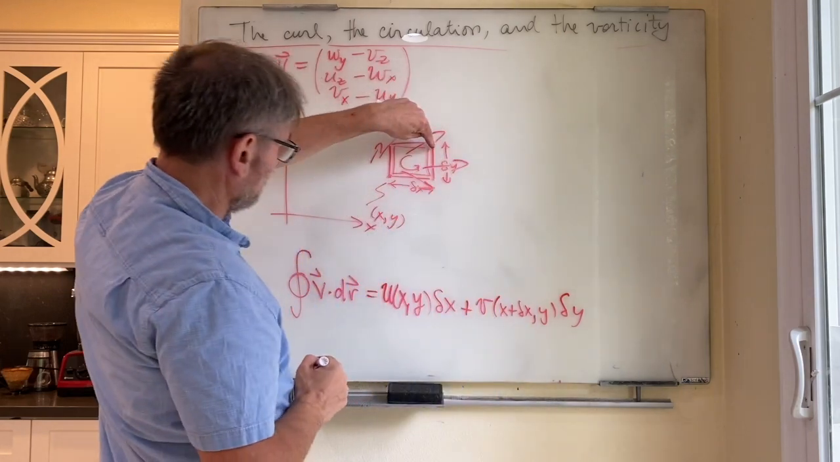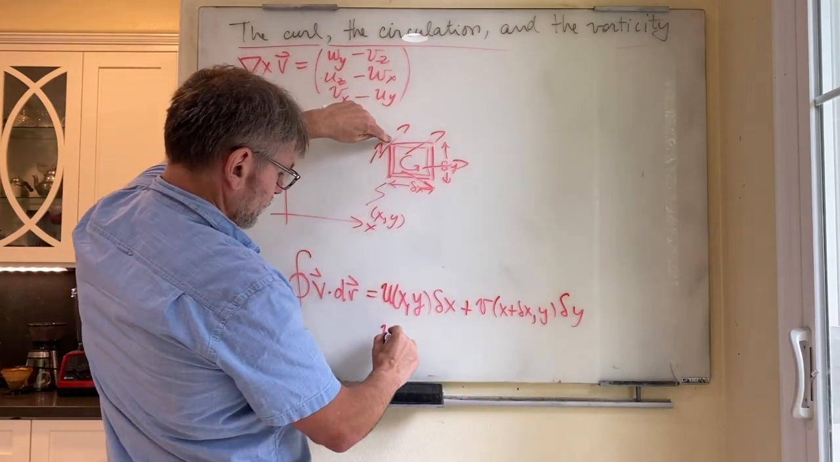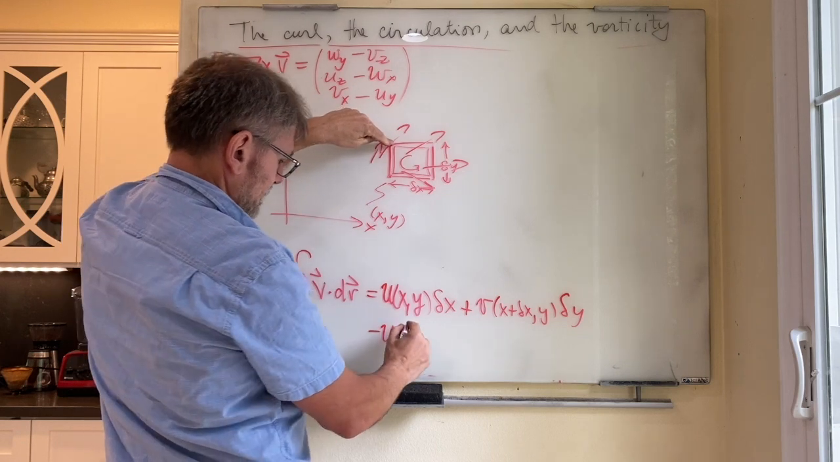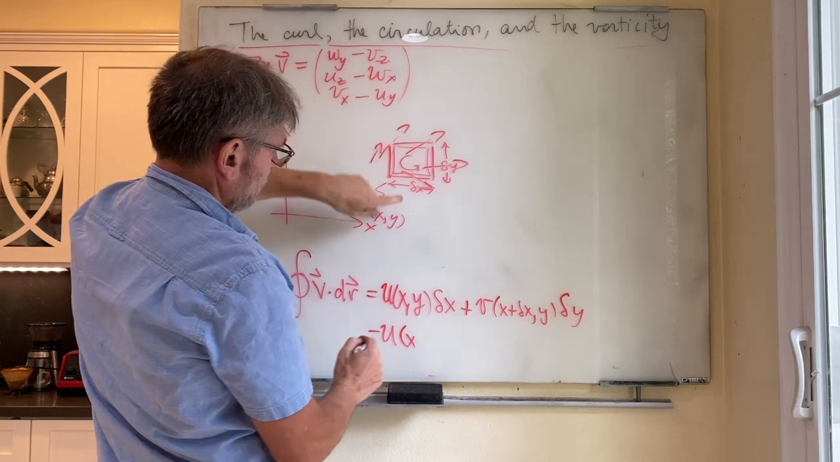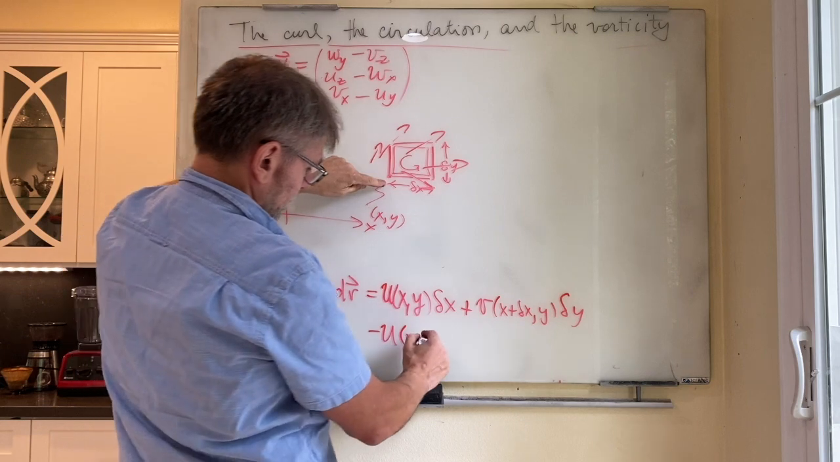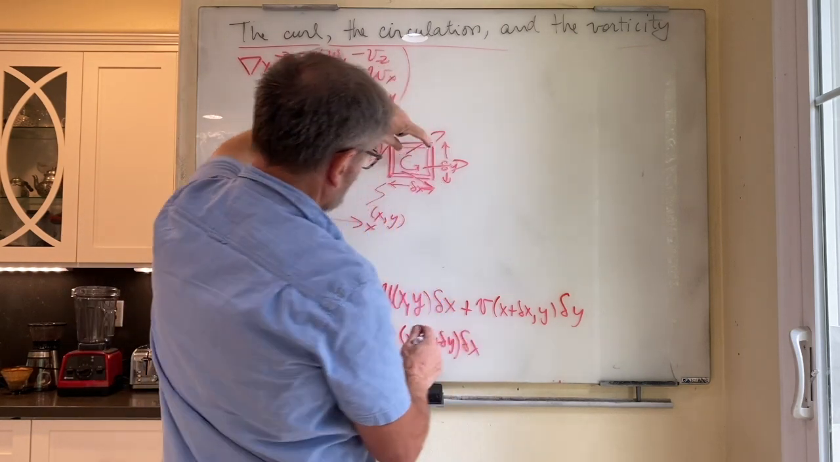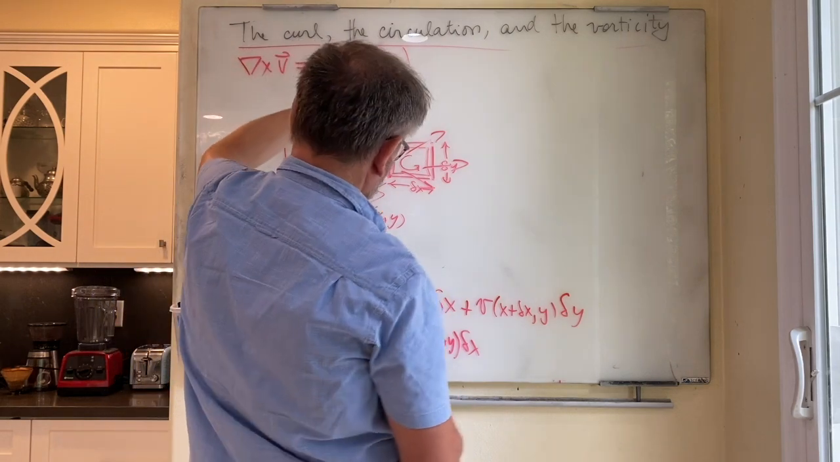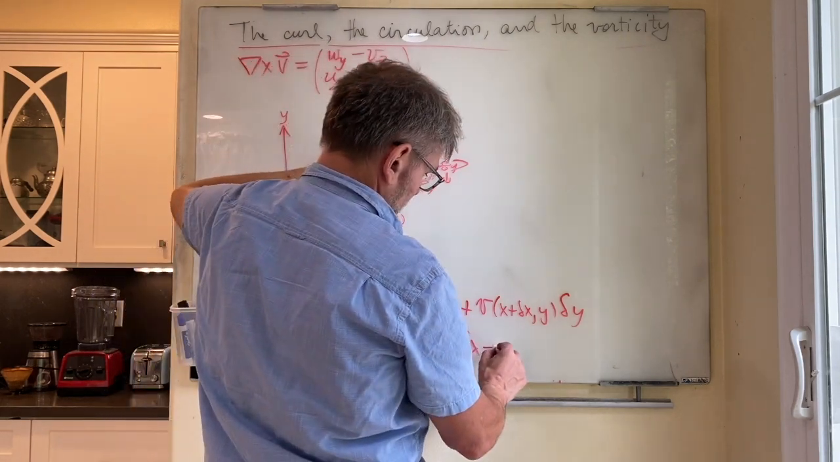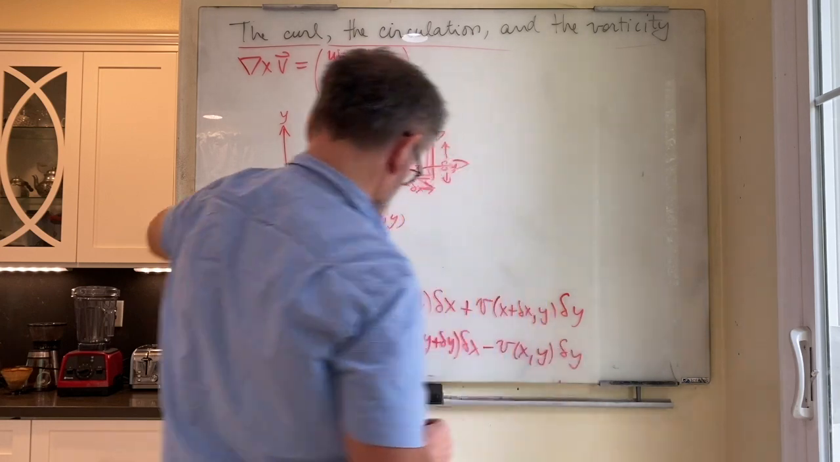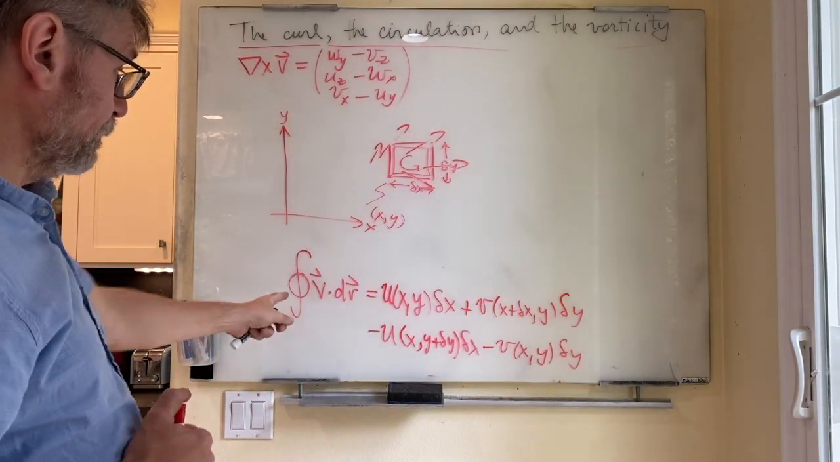And then I come back along the top, so I have the u component again, but now I'm going in the opposite direction, so it's minus u. And now I'm no longer at y, I'm shifted up by a delta y. So it's y plus delta y times delta x, right? The length is delta x. And then I come down on this side, so minus v at x and y times delta y. That is what that little loop integral is.